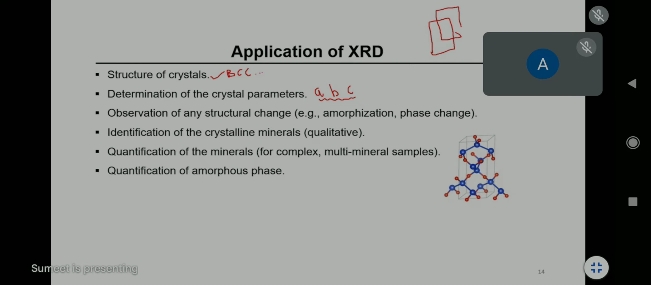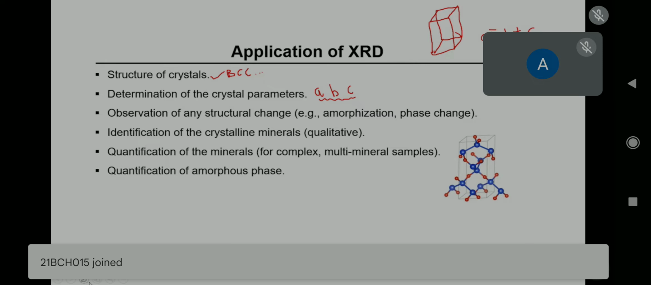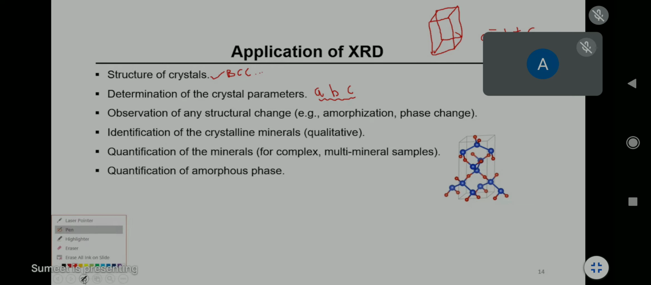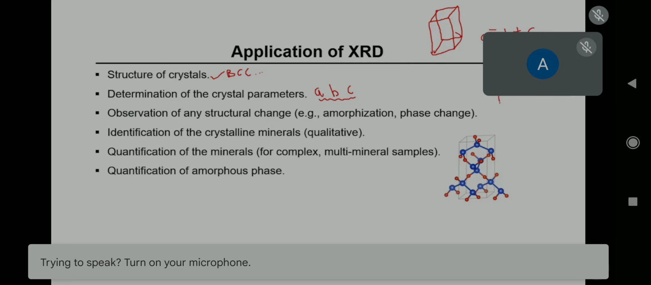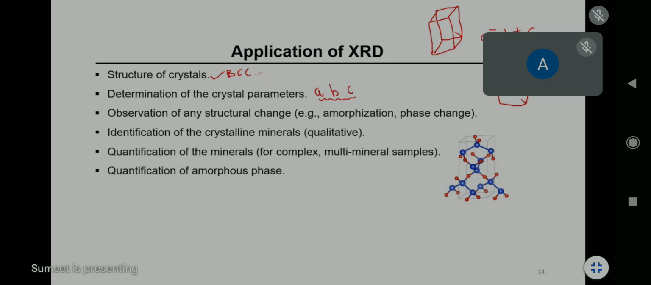Means the C, A and B sides will be of equal length, but C side will not be equal. Means here A is equal to B, and is not equal to C. So this is the case of a tetragonal. But if you take the case of a cubic crystal structure, in cubic crystal structure, A, B and C sides will be equal.